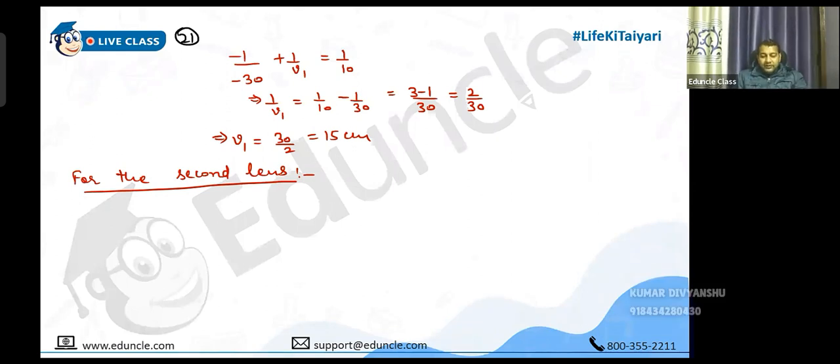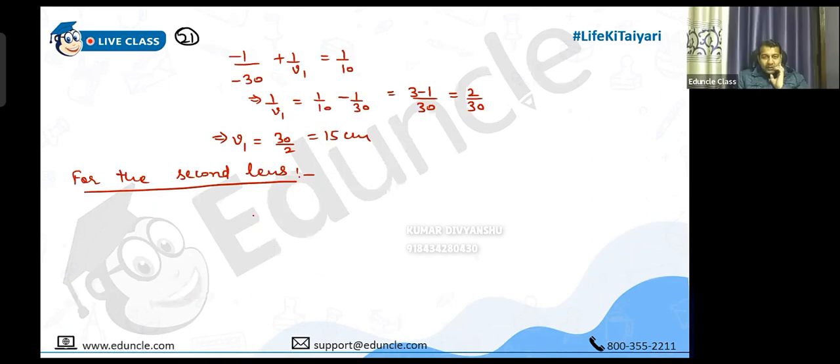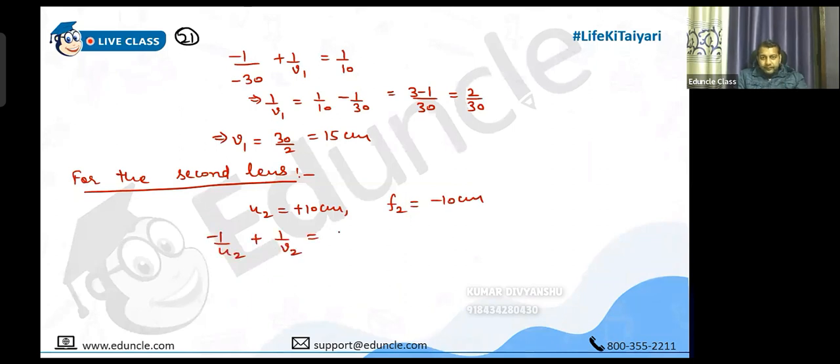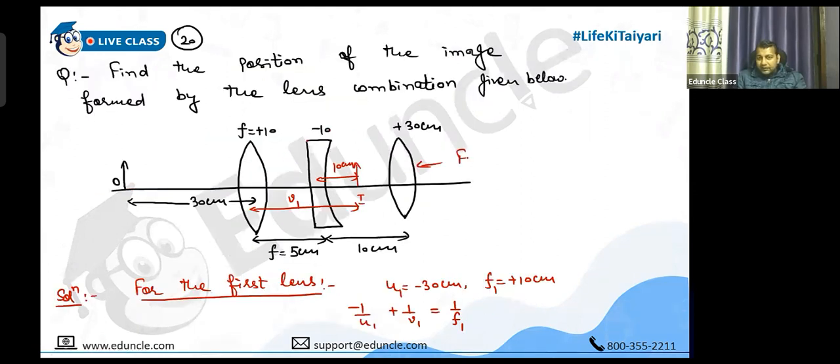Now this V1 will act like an object for the second lens, and it is coming out to be 15. It means the image will be here. The first image, that is this V1, and this is 10 then, because this is 5, so this will be 10. It means U2 will be plus 10. Am I right? So 1 by V2 will be 0. It means V2 is infinity. It means for this third lens, the object is at infinity.